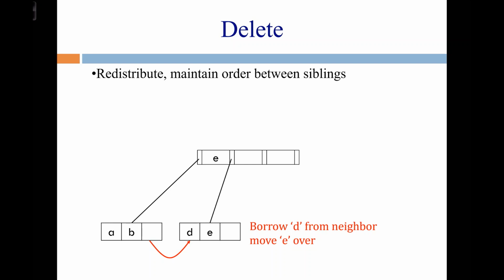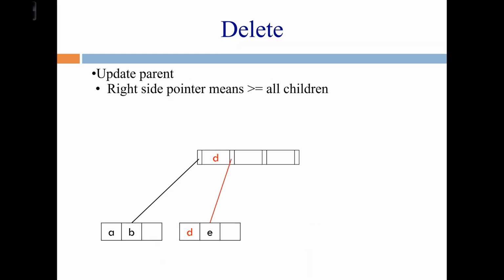However, this is no longer a valid B plus tree since the items in the right node have changed. This key up here is no longer correct. So we have to update the key and just update it to be the smallest thing in the right node. So we just change it to D instead of E.